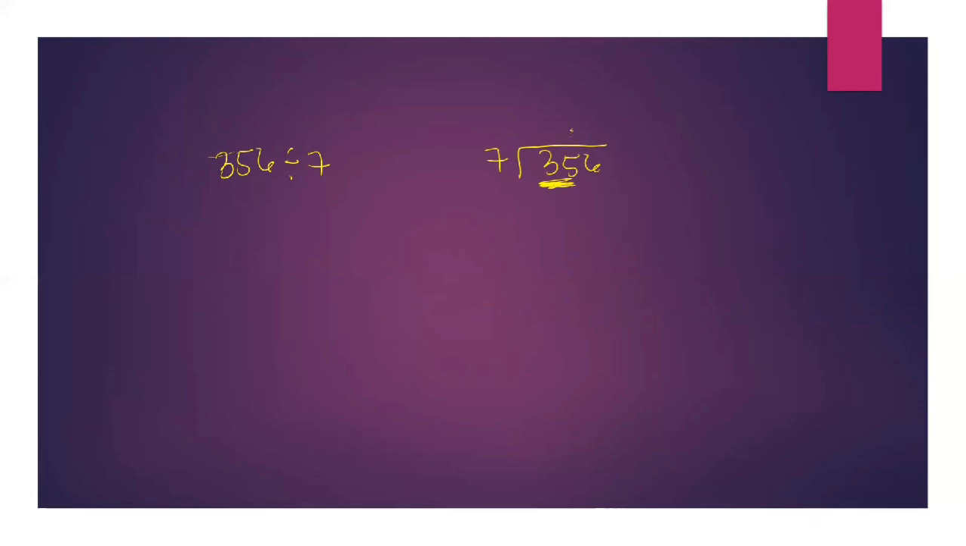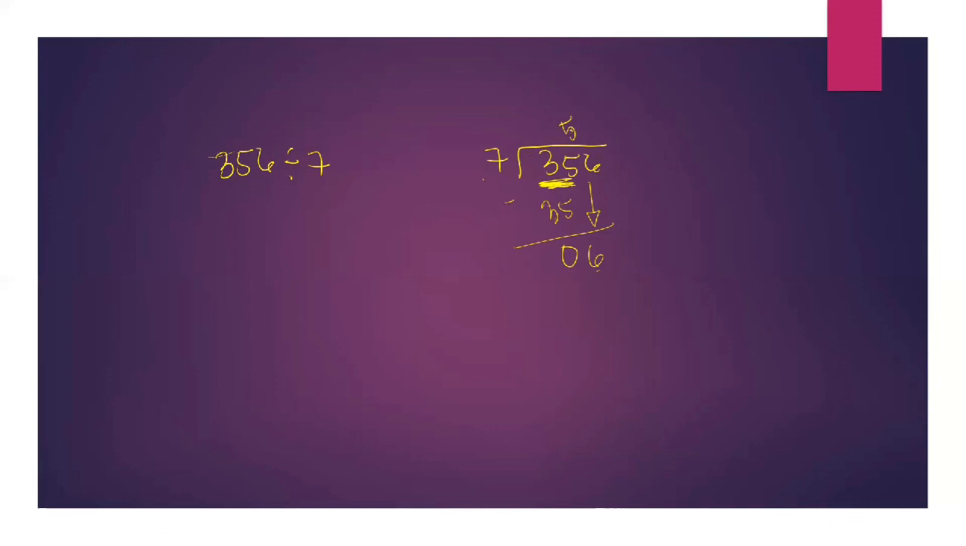35 divided by 7 is 5. Okay. So, the answer is 5. And then, multiply natin. 5 times 7 is 35. Let's try to subtract. So, 35 minus 35 is 0. So, 0 divided by 7 cannot be, hindi pwede. Pag hindi pwede, we will bring down the next digit, which is 6. Next, yung 6 po ba pwedeng i-divide sa 7? No. Then, we will try to add another digit.